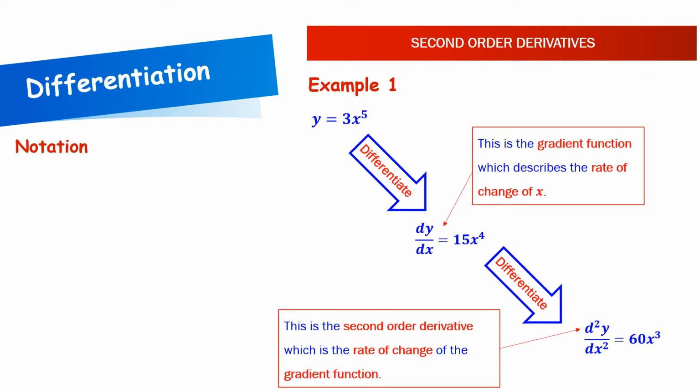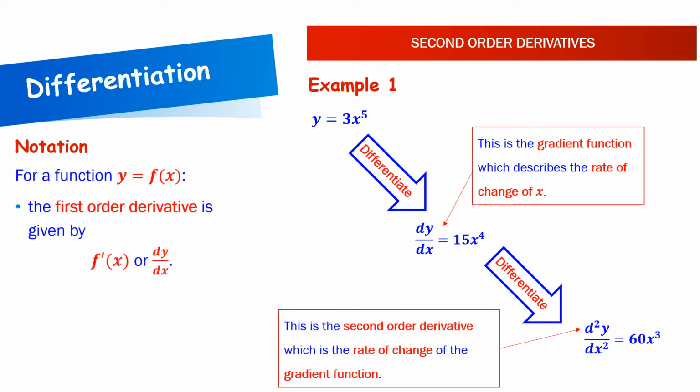Let's now take a look at some notation. For a function y equals f of x, the first order derivative is given by f dash of x, or dy dx. And the second order derivative is given by f double dash of x, or d2y dx squared.